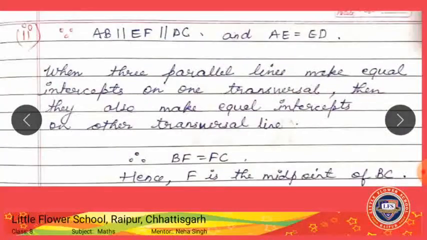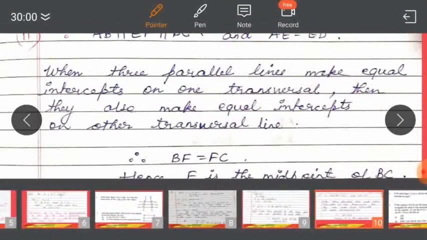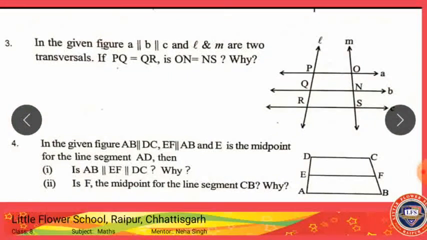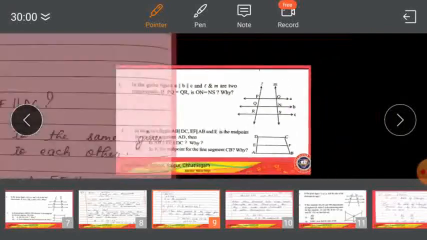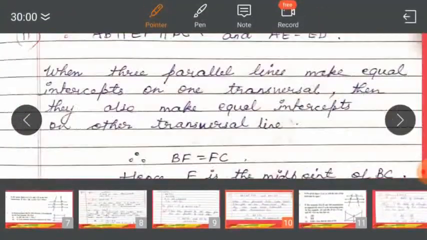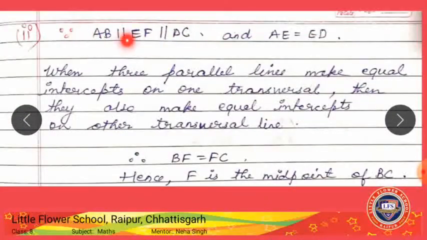Second part: what you need to find is BF equals FC. E is the midpoint, we know. Is F the midpoint? We need to find that. So is F the midpoint, what can we say? Let us see. Since three lines are parallel and E is the midpoint, therefore F will also be the midpoint.